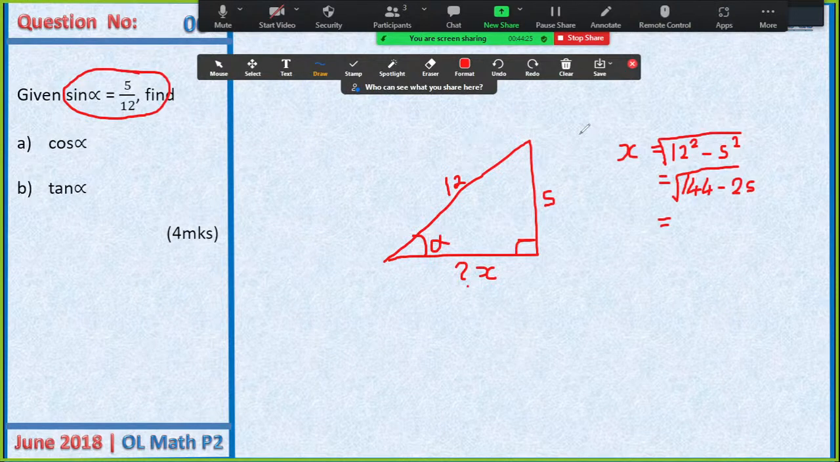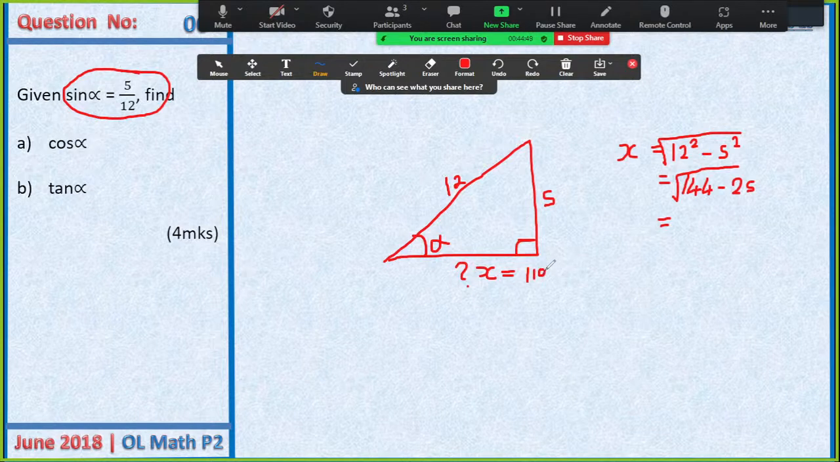You are still looking for the answer, you cannot see. Hello, sir. You don't have the answer yet. Not yet, sir. 144 minus 65 will be 100.